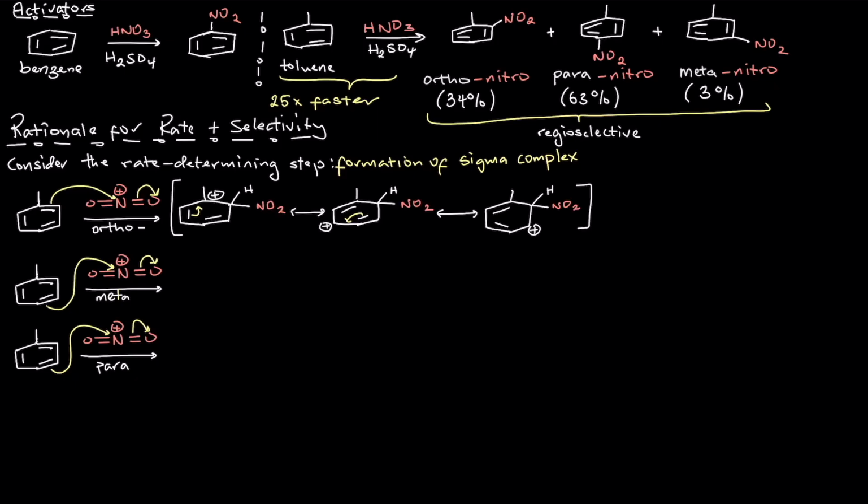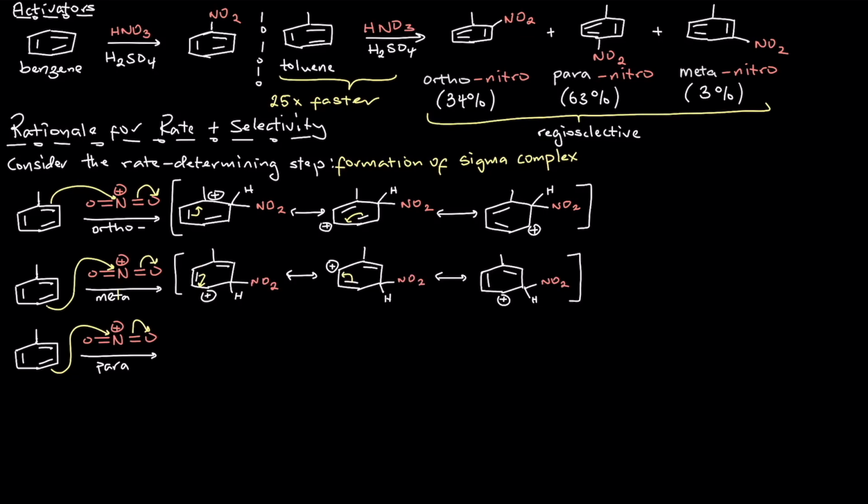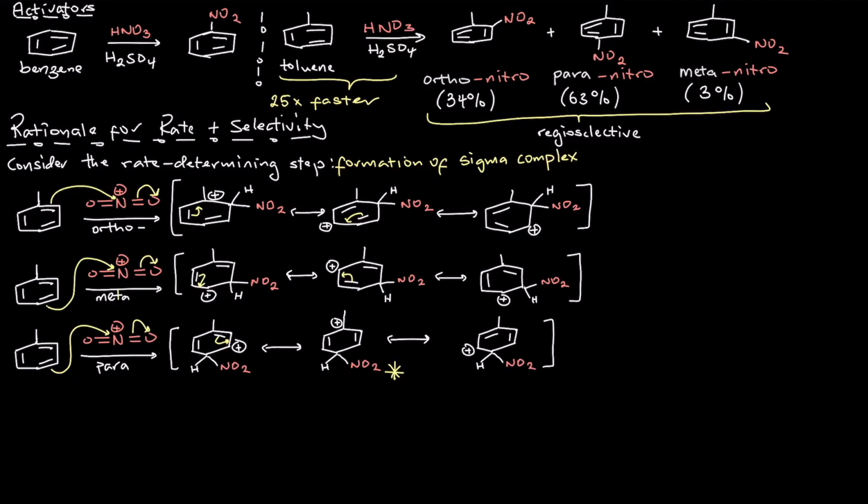So here's a sigma complex in which the nitro group adds to the ortho position on that benzene ring. And then here's a sigma complex where the nitro group adds to the meta position on the benzene ring. And then finally, here's a sigma complex in which the nitro group adds to the para position of the benzene ring. So you should be able to draw out all of these sigma complexes based off of your previous work in looking at the mechanism of these types of reactions.